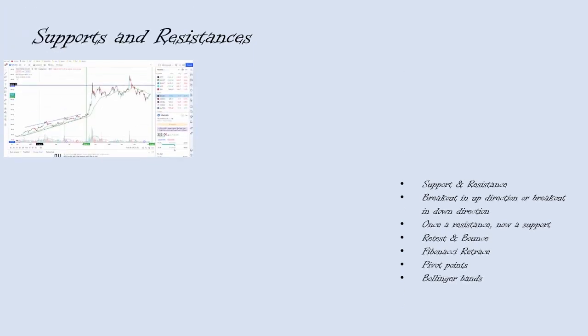We have to talk about retest and bounce. We have to talk about Fibonacci retracement. We have to talk about pivot points. We have to talk about Bollinger Bands. So all this we have to talk about. But before getting ahead of ourselves, let's talk about support and resistance.